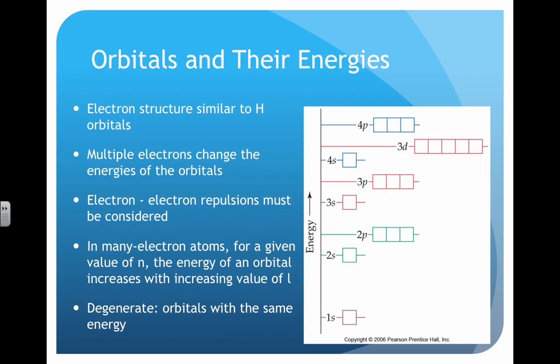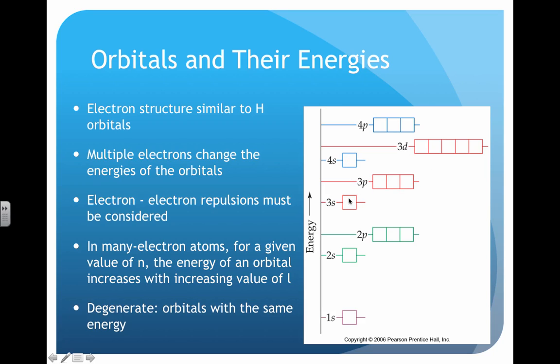Because there are multiple electrons, the energies of the orbitals will change, and we can see that there's some overlap between some of these quantum levels. If you look at the figure on the right, notice how 4s begins before we actually finish filling in 3d, and you notice each box represents an orbital.